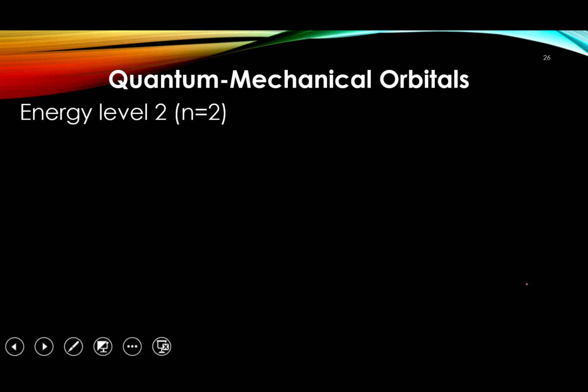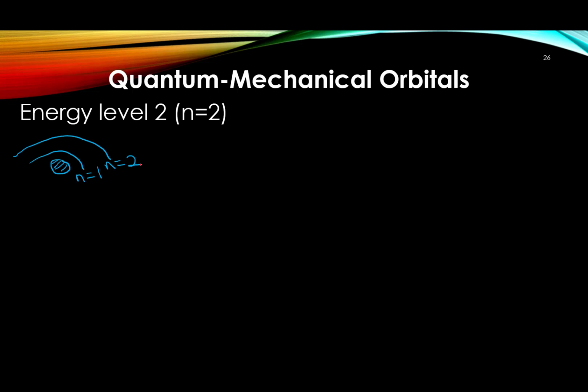Now let's talk about energy level 2. Let's do energy level 2. That's our nucleus. This is energy level 1. Now we're talking about energy level 2. In energy level 2, we have s and p orbitals. Those are the 2 orbitals that exist in energy level 2. I've already talked about s orbitals. They are sphere shaped. Now what about p orbitals?